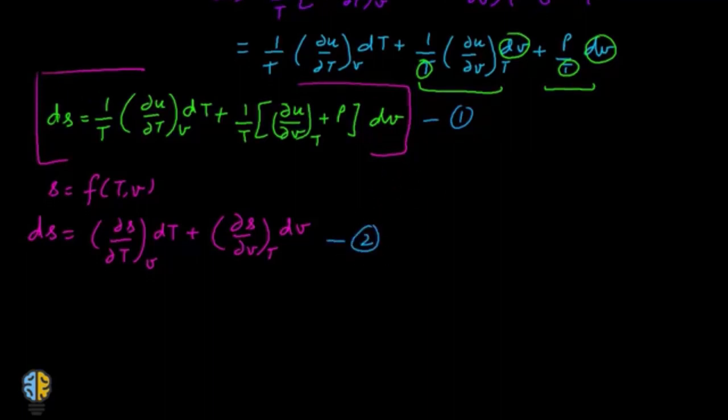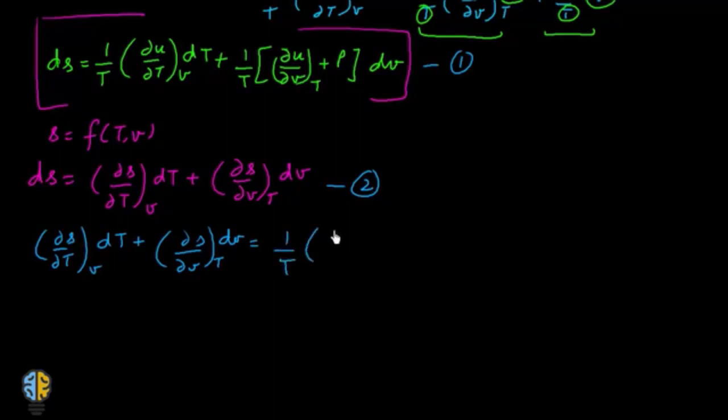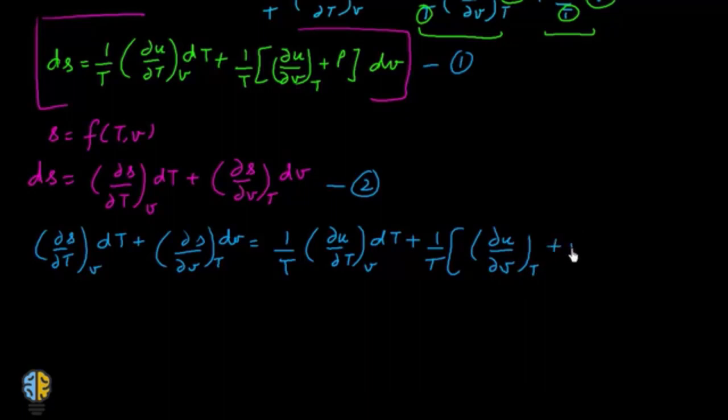So let's put these equations against each other. You get (∂S/∂T) at constant volume times dT, plus (∂S/∂V) at constant temperature times dV, equal to 1/T times (∂U/∂T) at constant volume times dT, plus 1/T times [(∂U/∂V) at constant temperature plus P] dV. Now let's compare these things: this is equal to this, and this is equal to this.